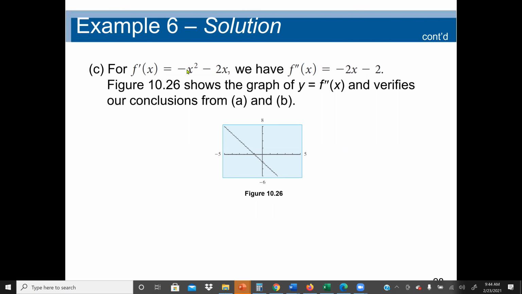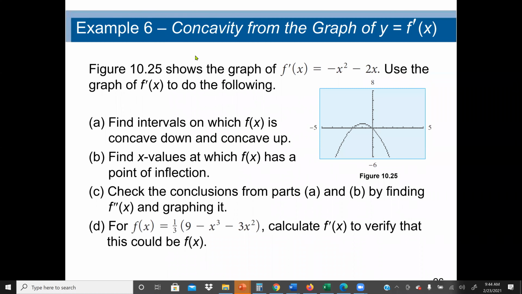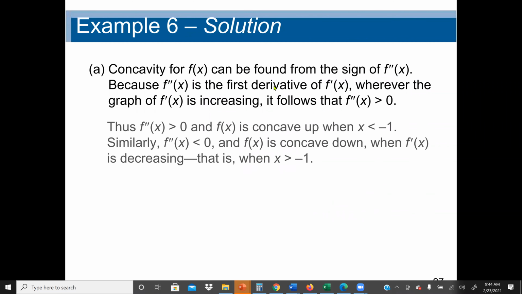Since the first derivative is negative s squared minus 2s, this is a quadratic, so it will be a parabola. When we look at the graph, we can see it's a parabola. And also it opens downward because it's a negative value.